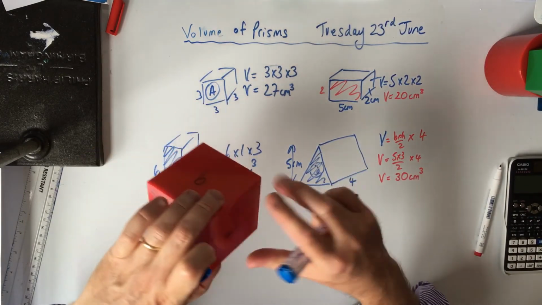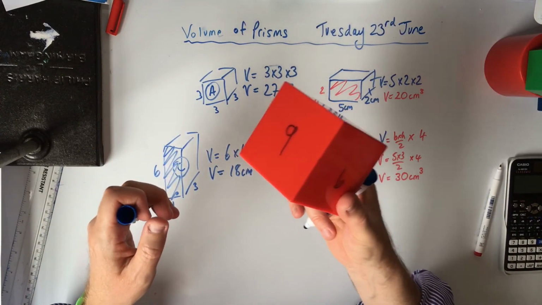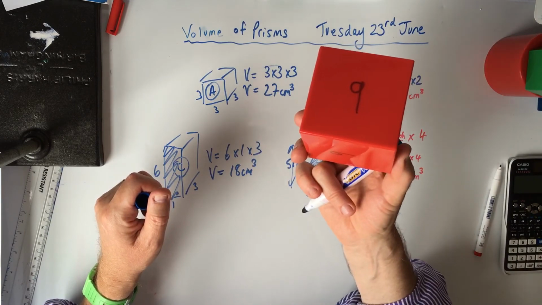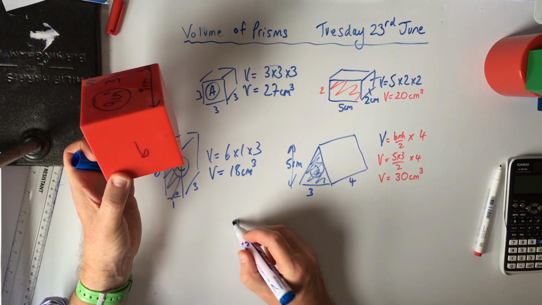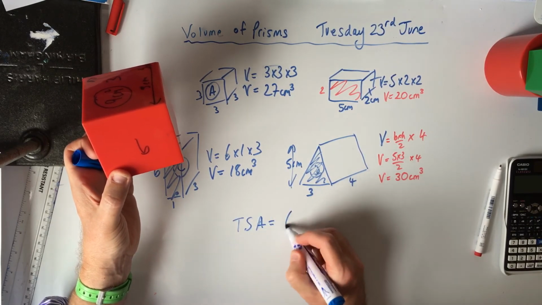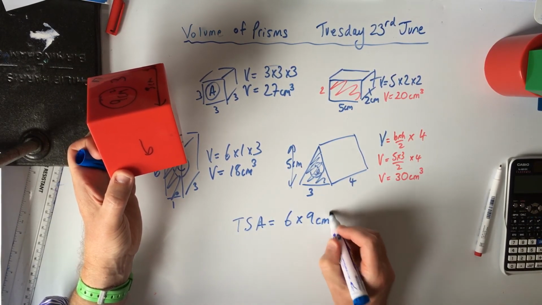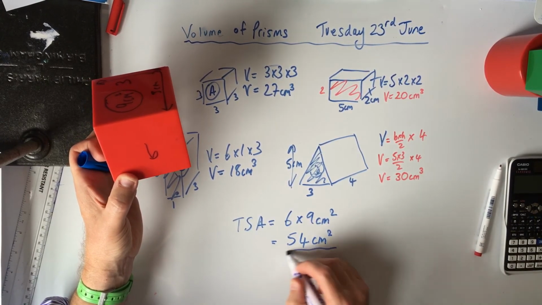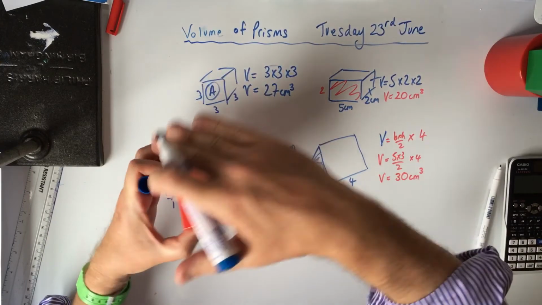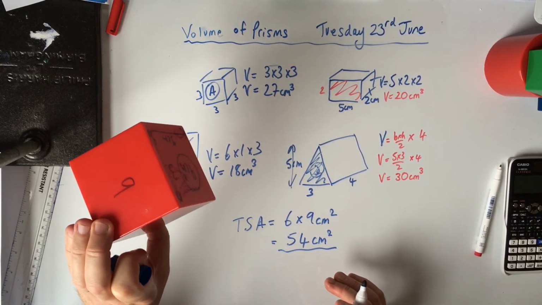And on a dice there are 6 numbers, so there's 6 faces. So there's 6 faces on this cube as well. So it's got 6 lots of 9. So the total surface area is 6 times 9 centimetres squared. 6 9s are 54 centimetres squared. It's the total area that covers this cube.